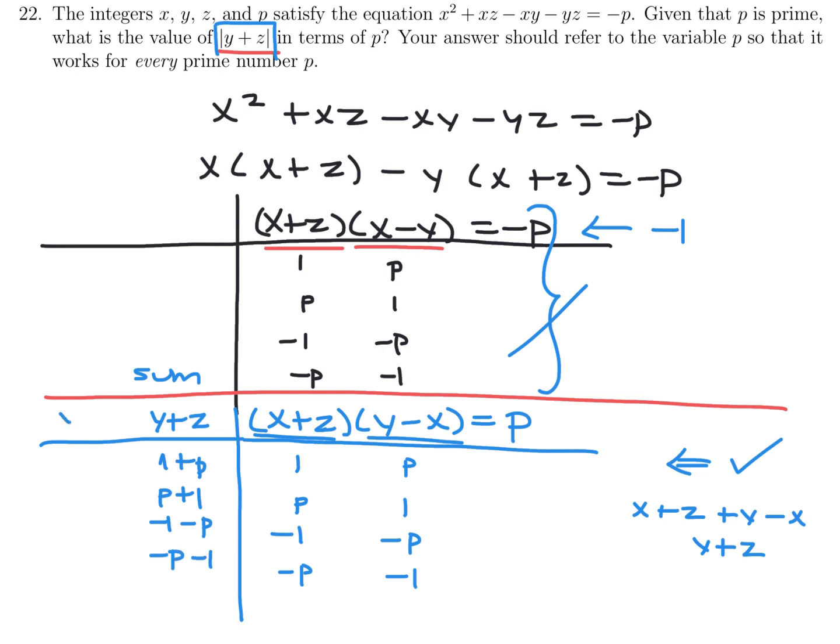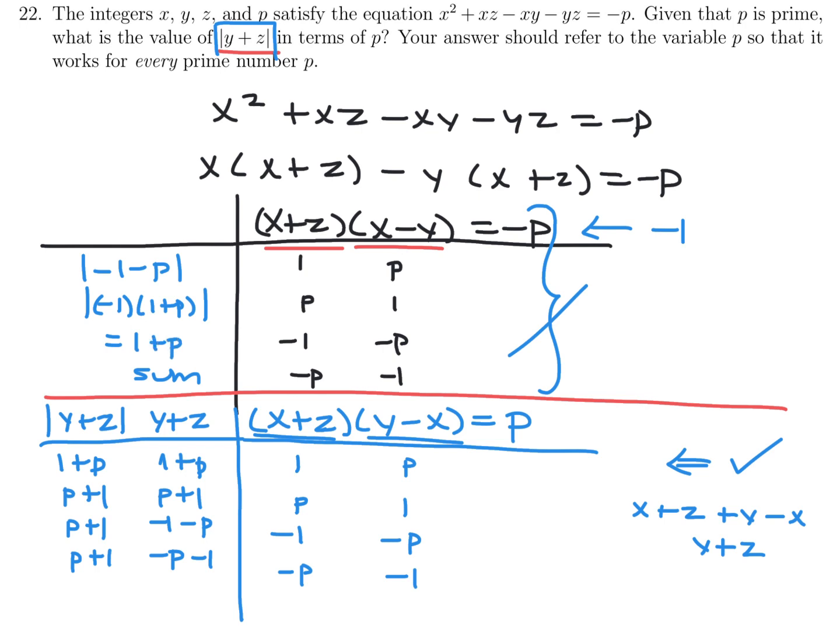So therefore, if I take the absolute value of those, it'll be 1 plus p, p plus 1. Absolute value of this would be p plus 1 and p plus 1. If you're not convinced, just take -1, -p, make the absolute value, right? It would be -1 times 1 plus p, absolute value, and it would be 1 plus p, like that. And yeah, that's it. So since all of these are 1 plus p, the only possible value for that absolute value of y plus z is 1 plus p.